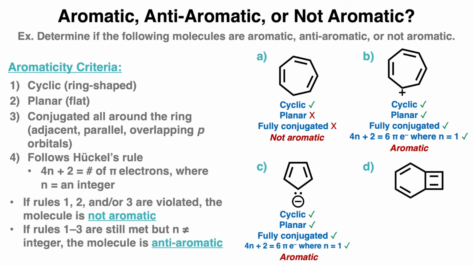And lastly, in example D, the molecule is cyclic, planar, and fully conjugated. But since it has 4 alkenes, that means this molecule contains a total of 8 pi electrons. If you set 4n plus 2 equal to 8, you get n equal to 1.5, which is not an integer because it's a decimal. Because of this, the molecule is anti-aromatic.